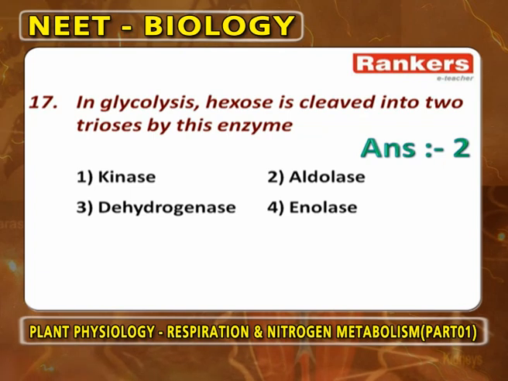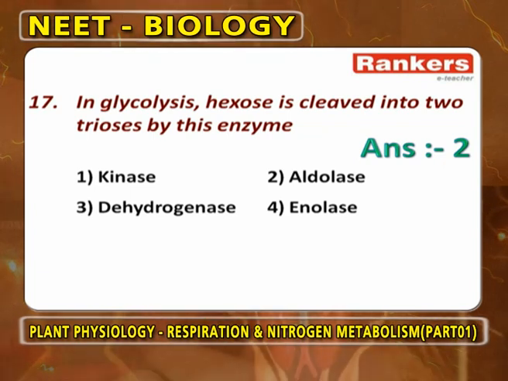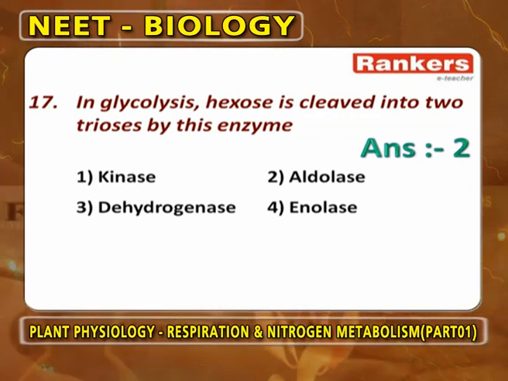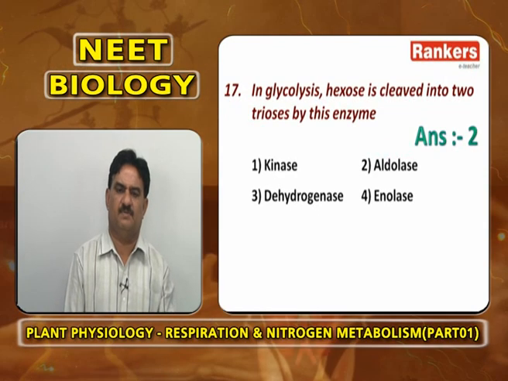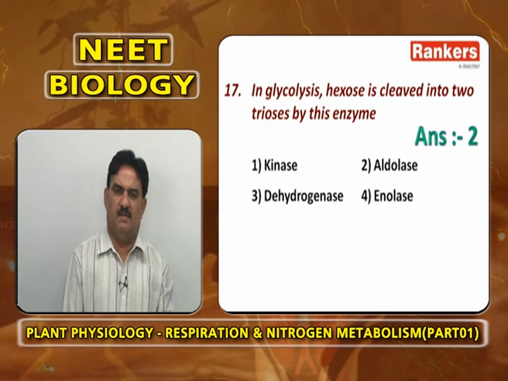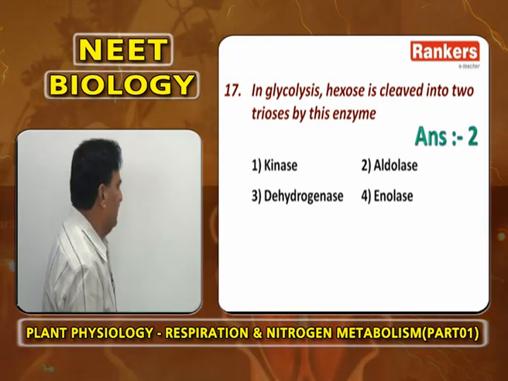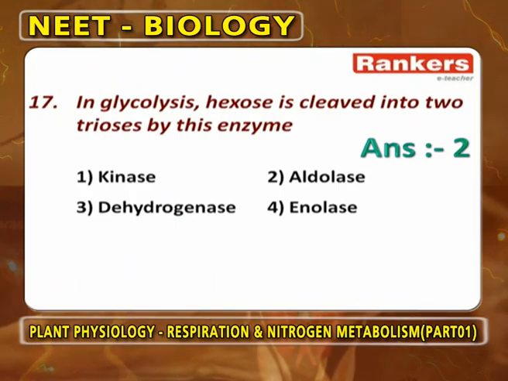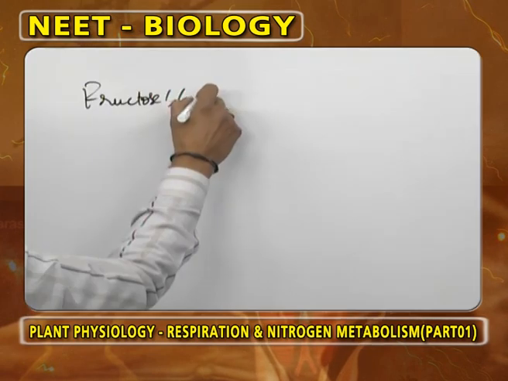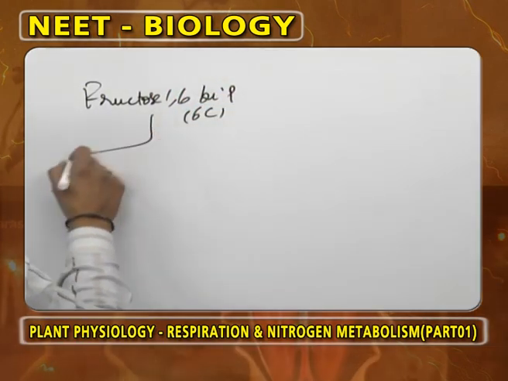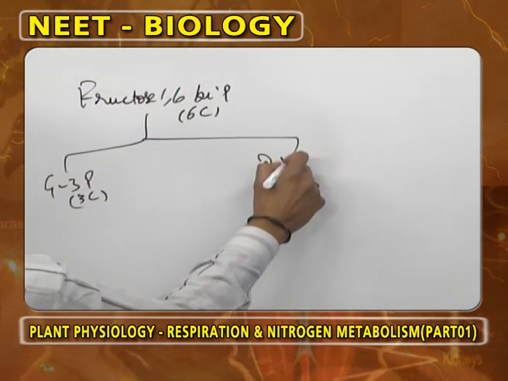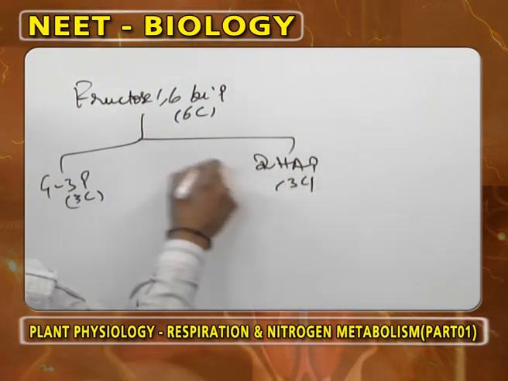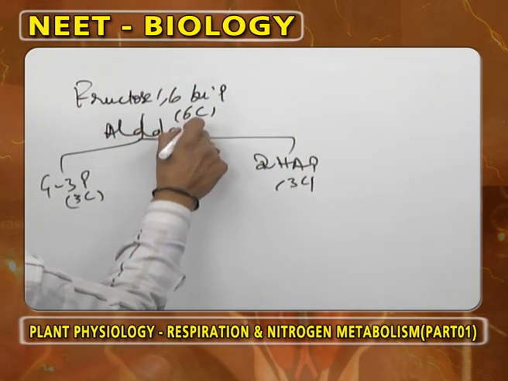In glycolysis, hexose is cleaved into two trioses by this enzyme. Kinase is wrong, dehydrogenase is wrong, enolase is useful for dehydration step, aldolase. Aldolase converts fructose 1,6 biphosphate into glyceraldehyde 3-phosphate and dihydroxyacetone phosphate. So, fructose 1,6 biphosphate, a 6 carbon compound, converts into glyceraldehyde 3-phosphate and dihydroxyacetone phosphate in the presence of an enzyme aldolase.